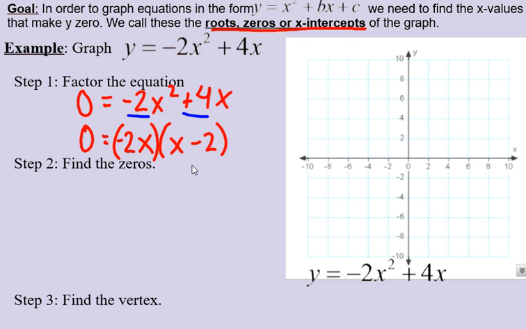Now that it's factored, I can solve. When would this be 0? If x equaled 2. When would this be 0? It will be when x equals 0. A lot of people say it's +2, but nope, -2 times +2 makes -4 here. So that's not going to work.